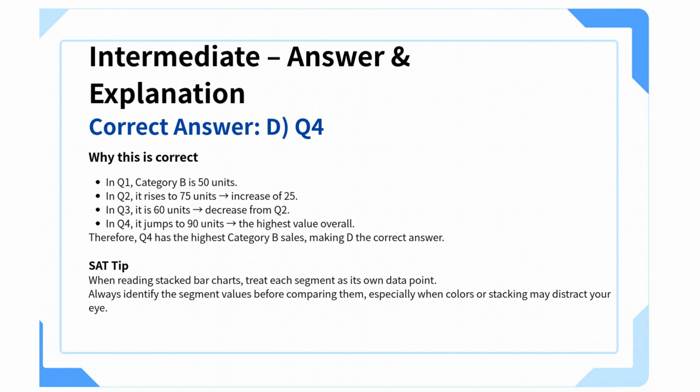And in Quarter 4, Category B jumps all the way up to 90 units, which is the highest value across all 4 quarters. Since our goal is simply to identify the quarter with the greatest Category B sales, the answer is the one with the largest green segment, and that is Q4.